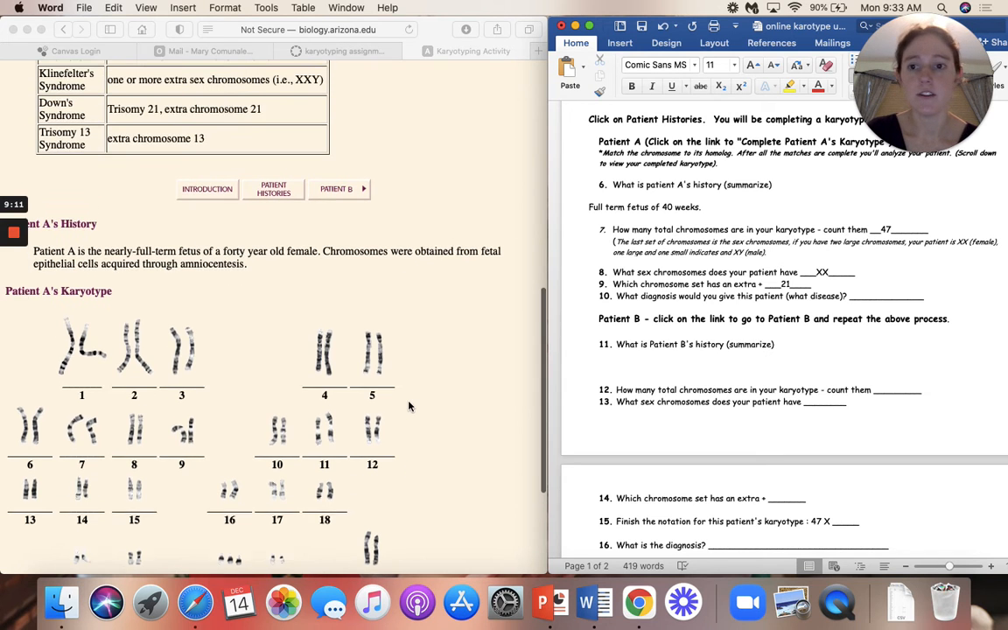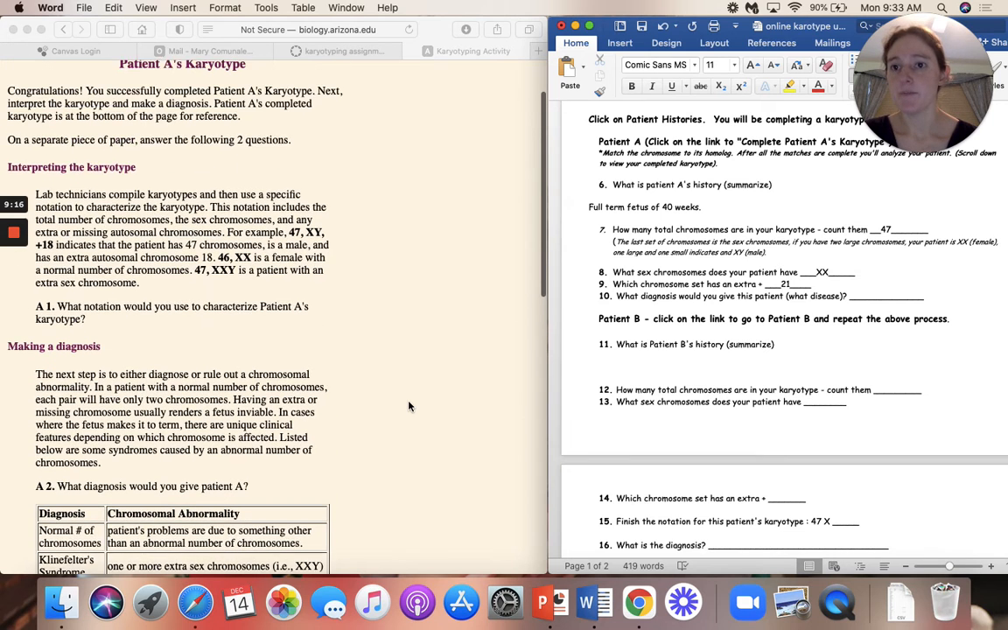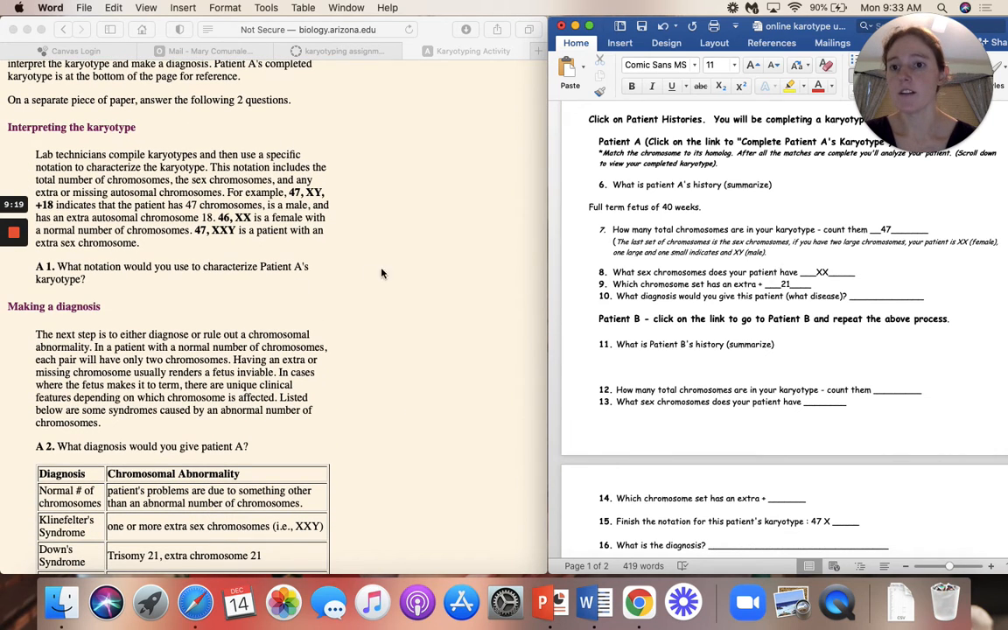What diagnosis would you give this patient? Okay. So if I look up here, let's read through this portion right here. Lab technicians compile karyotypes and then use a specific notation to characterize the karyotype. This notation includes the number of chromosomes, the sex chromosomes, and any extra or missing autosomal chromosomes. For example, 47XY plus 18 indicates that the patient has 47 chromosomes, is a male, and the extra number is on chromosome 18. 46XX is a female with a normal number of chromosomes. 47XXY is a patient with an extra sex chromosome.